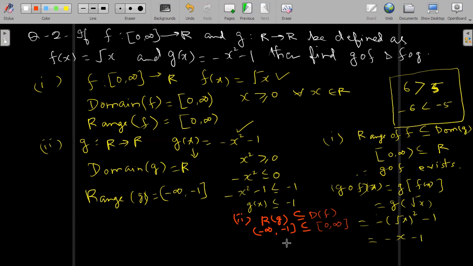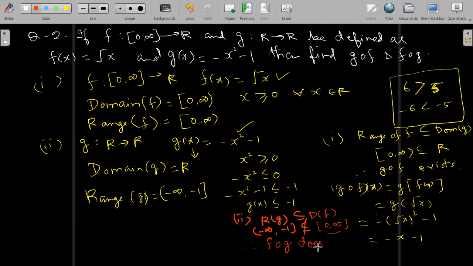So we have seen the range of g. Is the range of g a subset of the domain of f? No, it is not a subset. Minus infinity to minus 1 is negative, and here it is positive, so these numbers will not come here. It is not a subset of this. Therefore, f composite g does not exist.